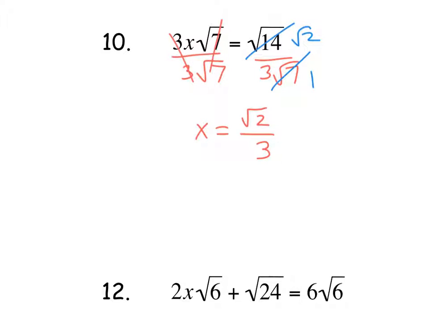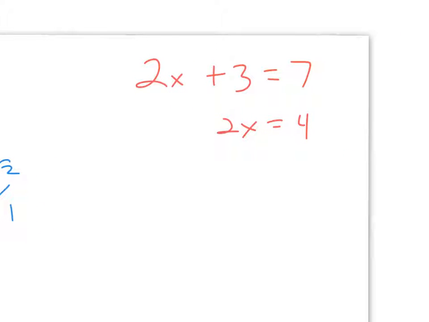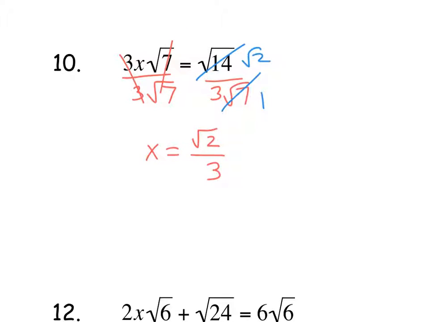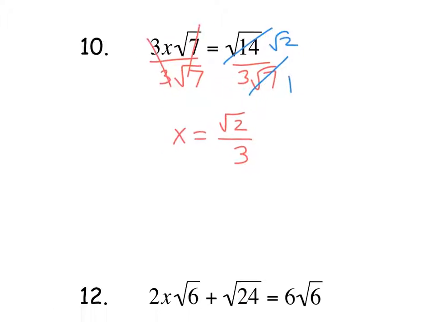Yeah, so you remember our basic equation? If I want to get the x by itself, I'm going to divide by 2, and I'm going to divide by 2. Whatever I do to the left, I have to do to the right. So over here, since I divided the left side by a 3 and a root 7, I have to divide the right side by a 3 and a root 7. I have to do it to both sides. And then from there, it just comes down to being able to simplify.